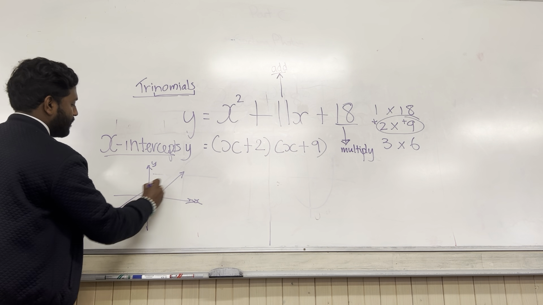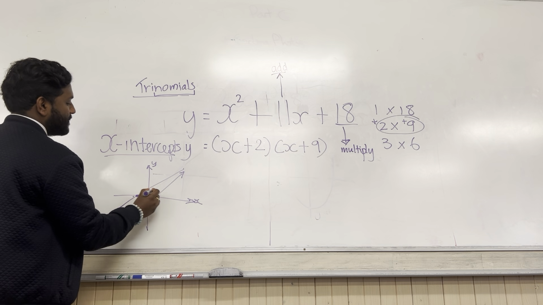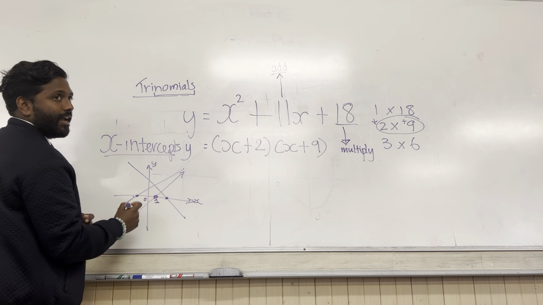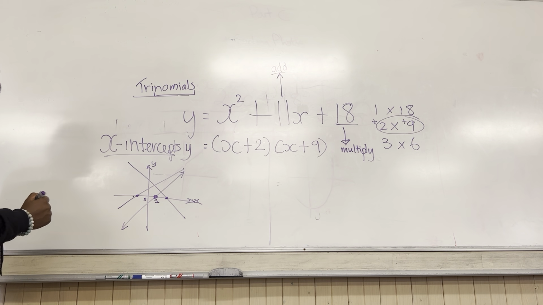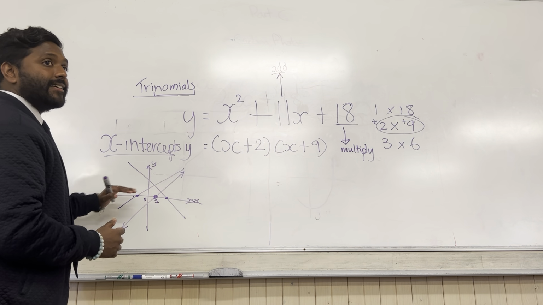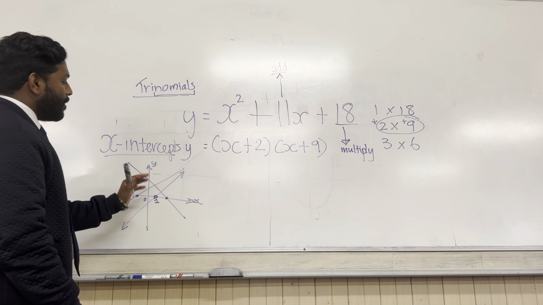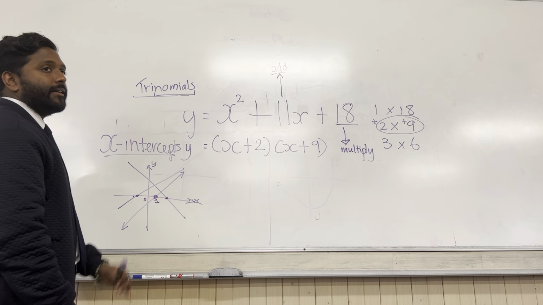What about this one? What do you know about this and this? What do they have in common? What do these three have in common? They're all on the line. They're all on the x-axis. But what else do you know? Do you know any other values at that particular point?